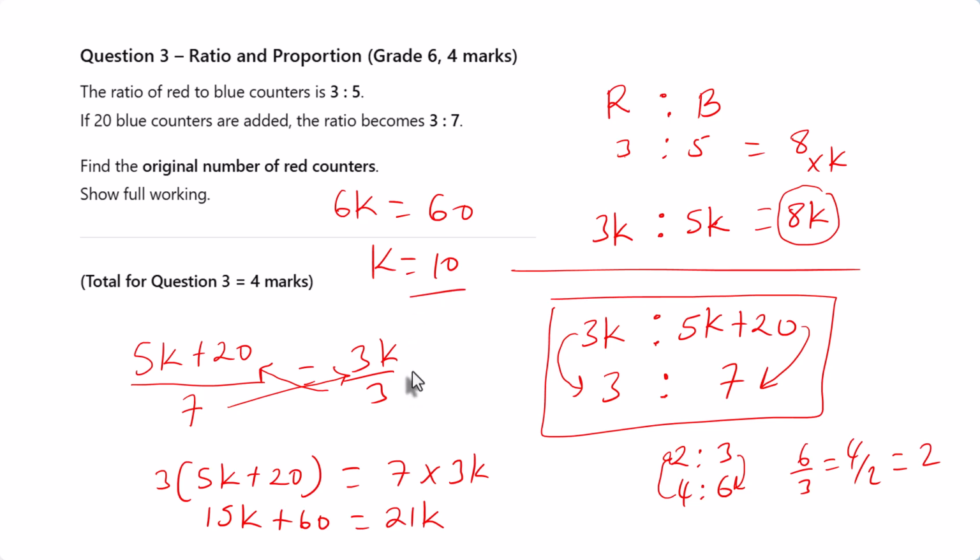Now, what that means is that the counters I've got are 10 times more than this 8, which means I've got 80 counters. Going to do 5 times 10, which is 50, and 3 times 10, which is 30. So those are the counters I've got at this point in time. The red is what they asked for, and that should be 30. Okay, so that's how to do that question.